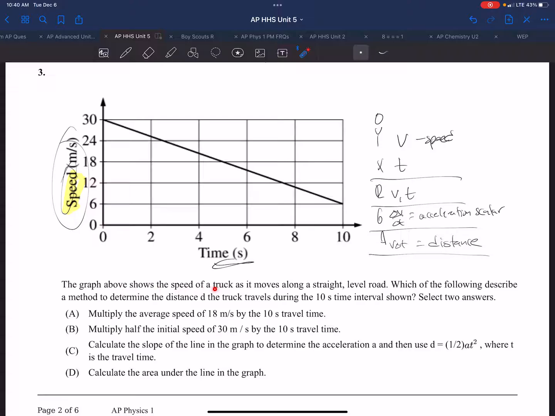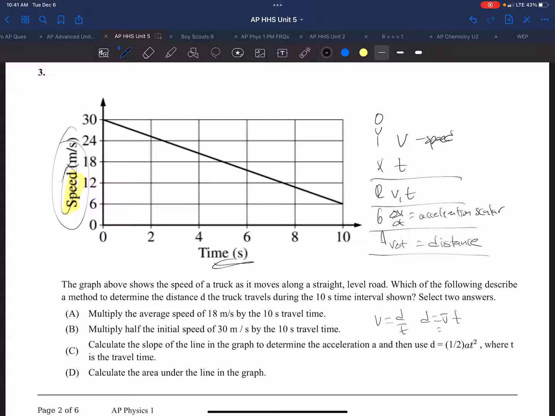So looking at the question, a truck on a straight level road: to determine the distance during the 10-second time interval shown below, what we're really looking for is the area. So we're going to multiply the average speed of 18 meters per second by 10 seconds travel time. Well, we know average speed is distance over time, and so the distance is the average speed times the time.